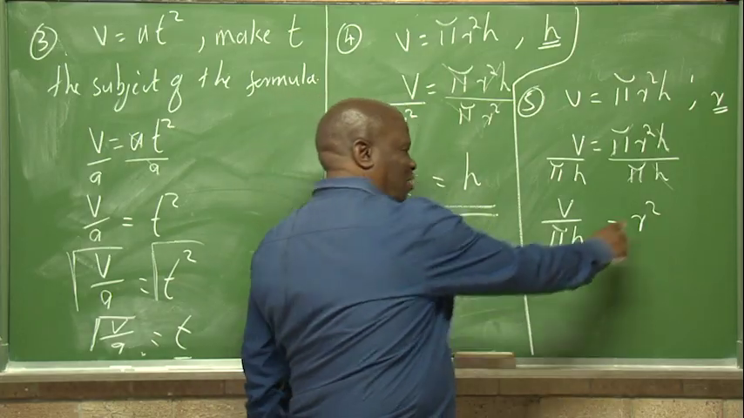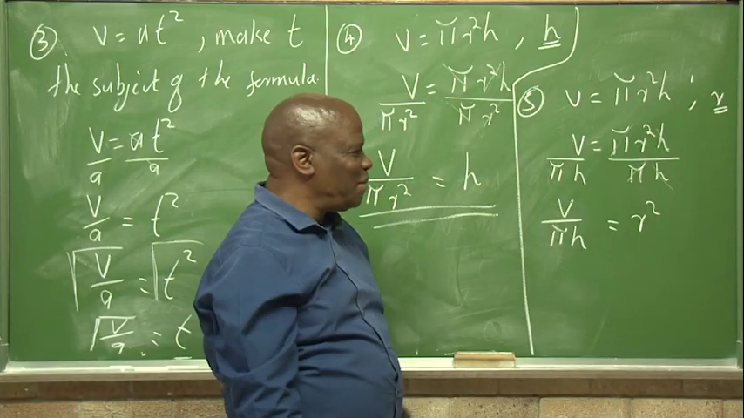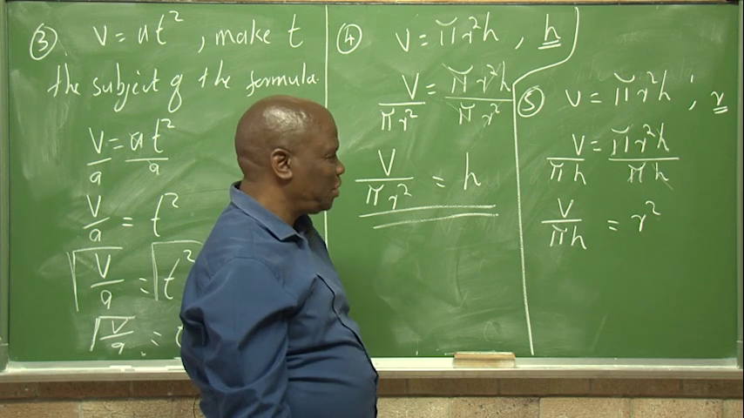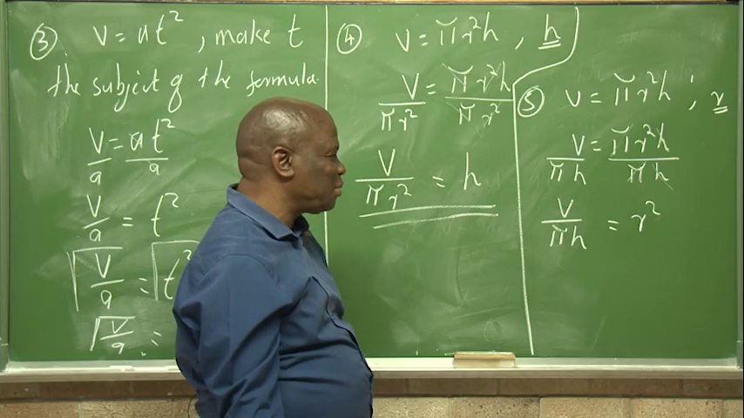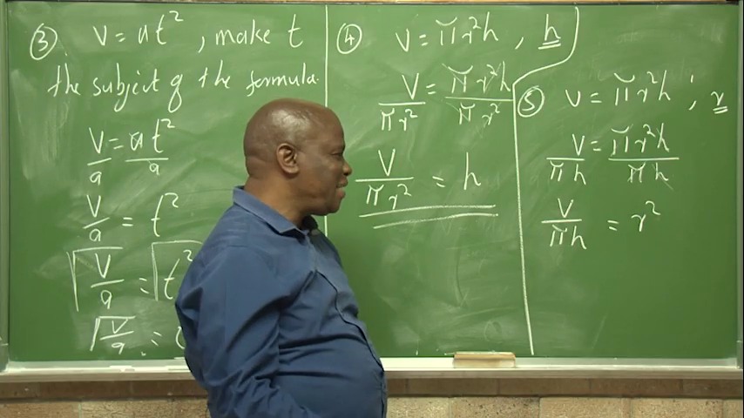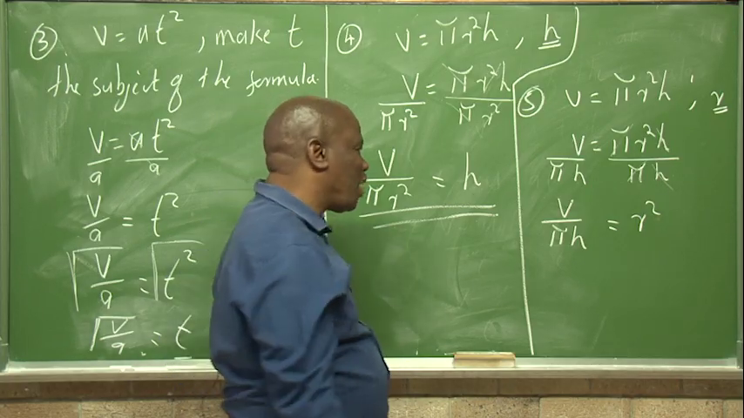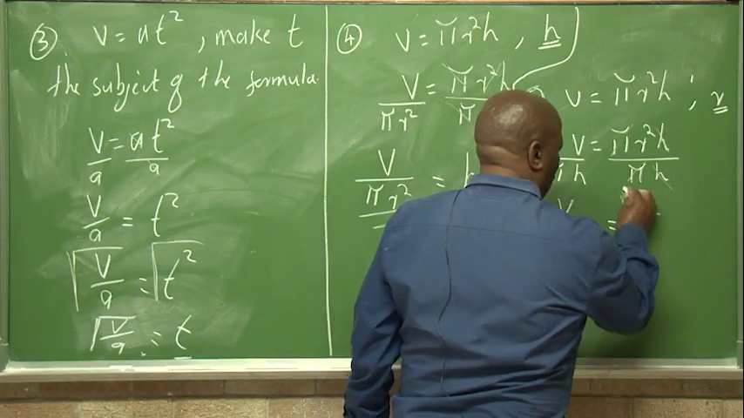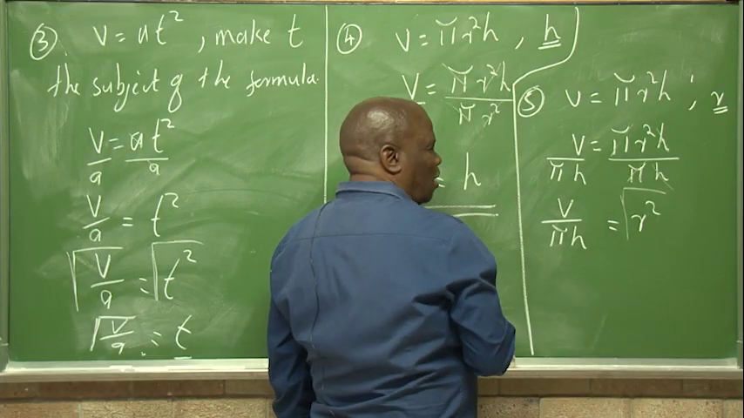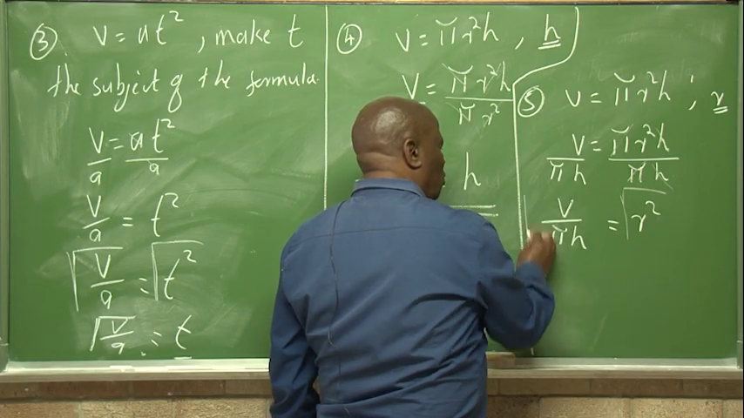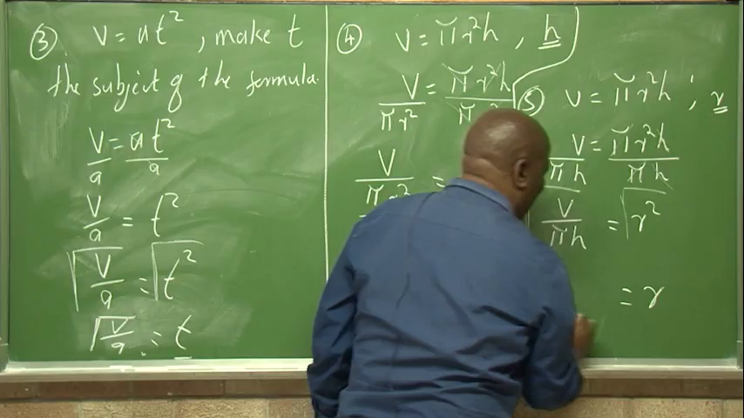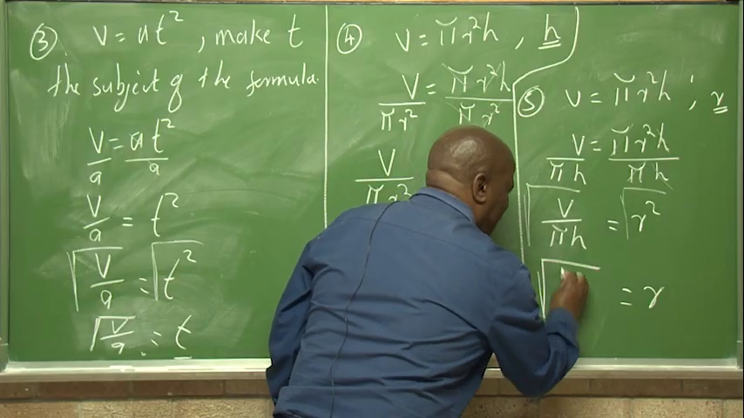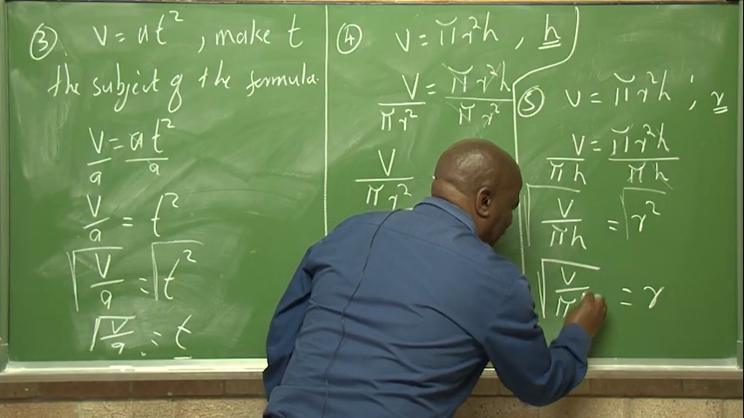Now we've got r squared there. How do we eliminate the 2, the square? Like we did in some examples earlier, you eliminate a square by introducing a square root. Square root on the right. What you do on the left, you also do on the right. So a square root will cancel a square. You'll be left with r, which is equal to the square root of v over pi h.